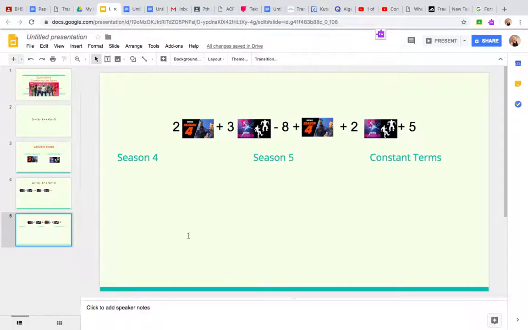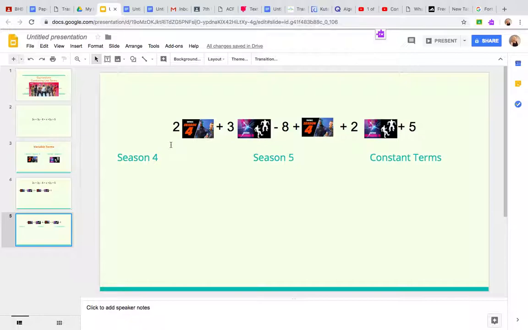All right, down here I have separated the terms out for you. So now we have a season 4 term, we have a season 5 term, and then we also have our constant terms. The season 4 and the season 5 are representing our 2 variable terms that we were dealing with within the expression. So how I'm going to make this simple for you guys to understand is that I'm going to drag the picture of the battle passes for each season down as many times as the expression is telling me to.